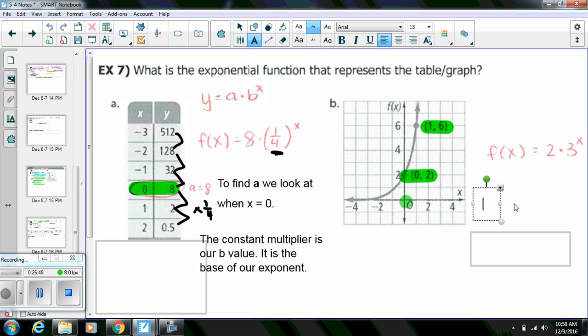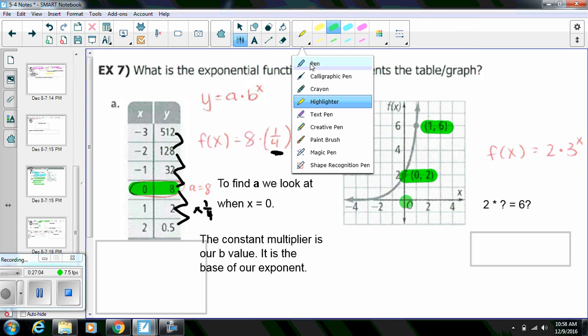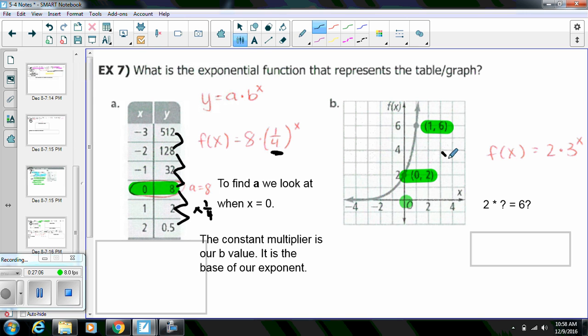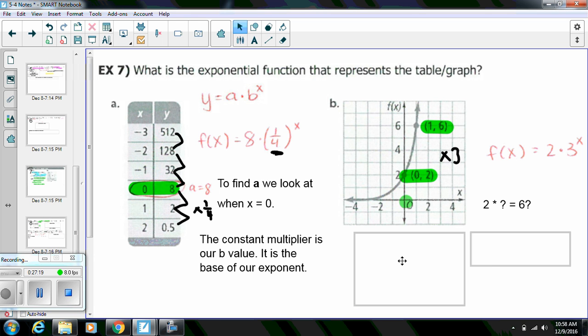So 2 times question mark equals 6. Well, in that case, it would be 3. So that constant multiplier in this case works out nice. It is times 3. So we have the function f of x equals 2 times 3 raised to our exponent.